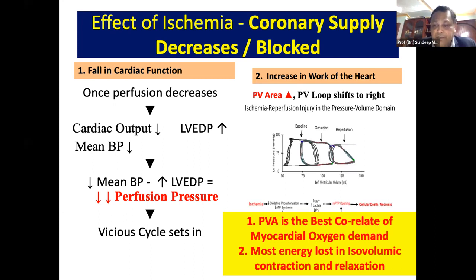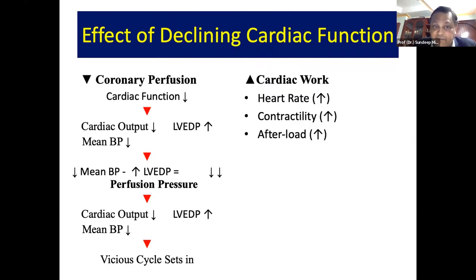This part we can see. Now the other thing is, whenever heart requirement increases, whenever the PVA shifts to the right, then the heart requirement increases, and therefore the work done by the heart will also start falling. And the third thing is that whenever coronary perfusion falls, then cardiac function also drops. And when cardiac function drops, the same thing happens: there is a further decrease in coronary perfusion pressure, and then a vicious cycle sets in.